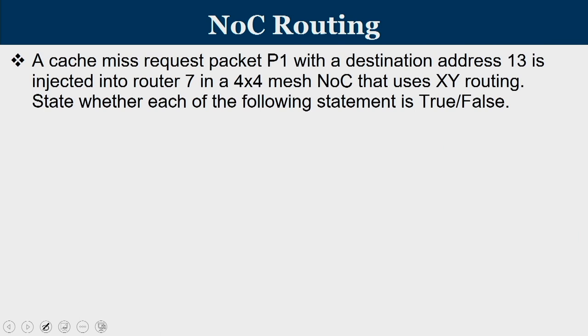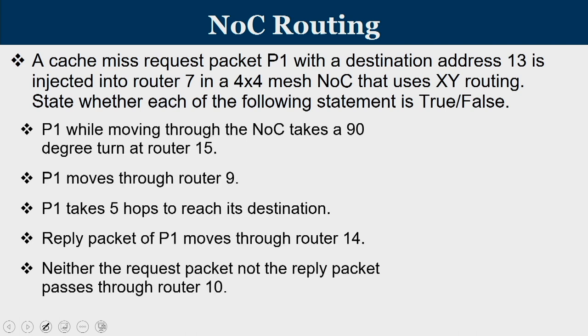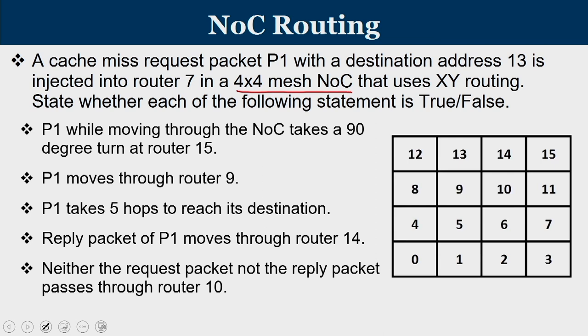A cache miss request packet P1 with a destination address 13 is injected into router 7 in a 4x4 mesh network on chip that uses XY routing. State whether each of the following statements is true or false. So, these are some statements that are given. We are talking about a 4x4 mesh NOC, so we have to be familiar with the numbering.